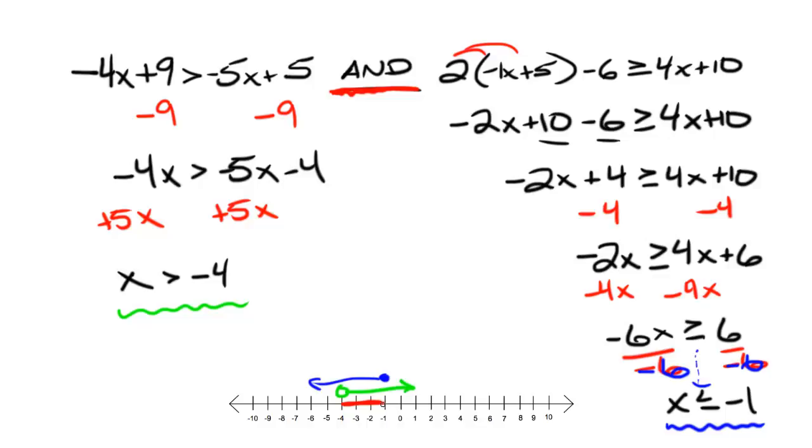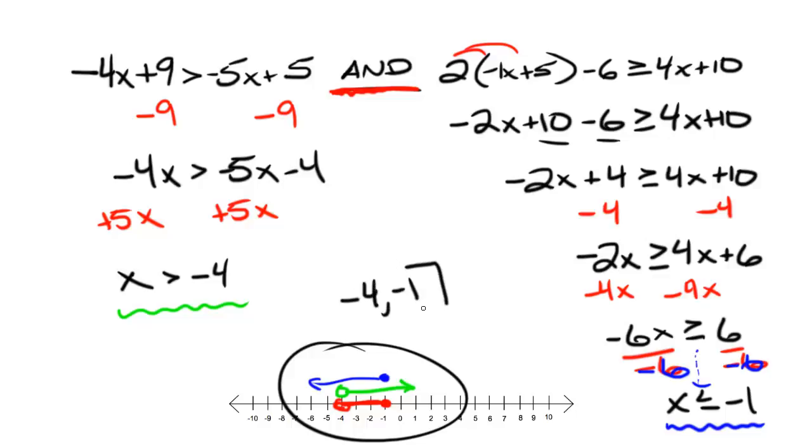And because -1 is included in both sets, I'm going to put a closed circle there, or include it. And since -4 is not included in the first set, the greater than -4 set, it's not included. And so therefore, the solution, or the intersection of these two sets, would be from -4 to -1. -1 is included and -4 isn't included.